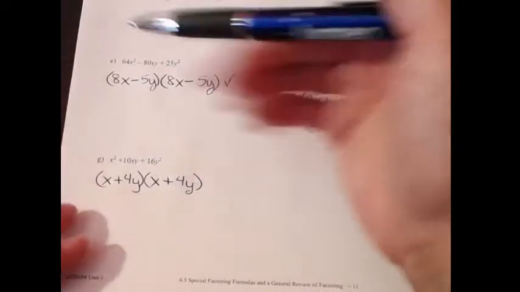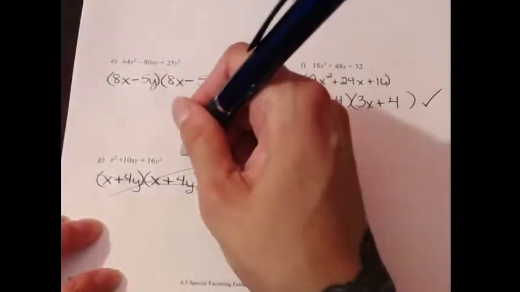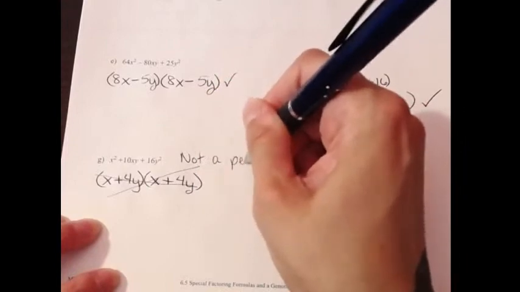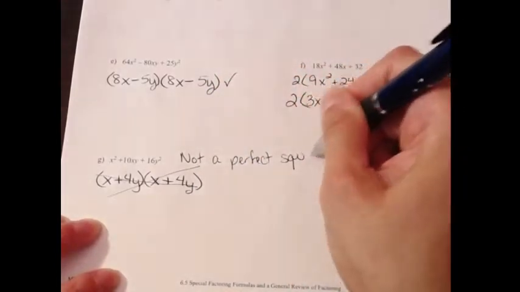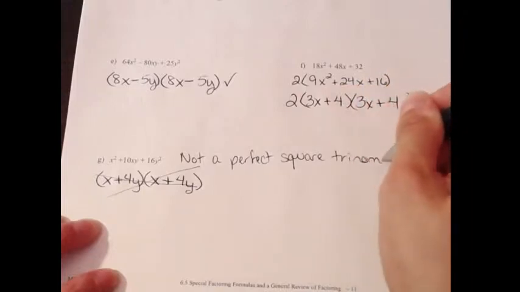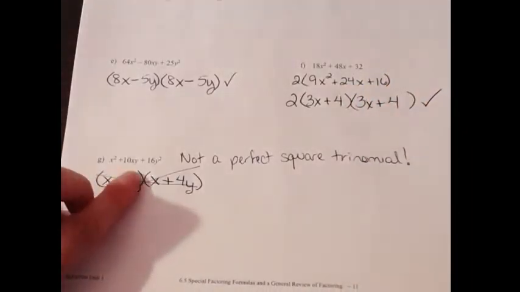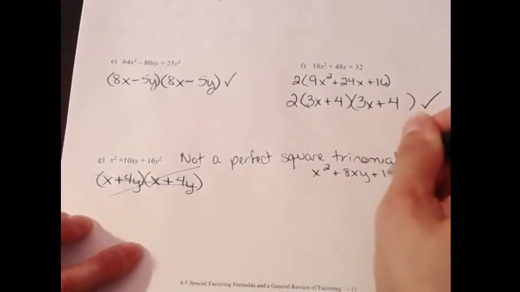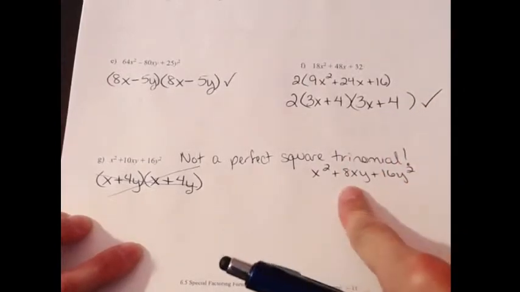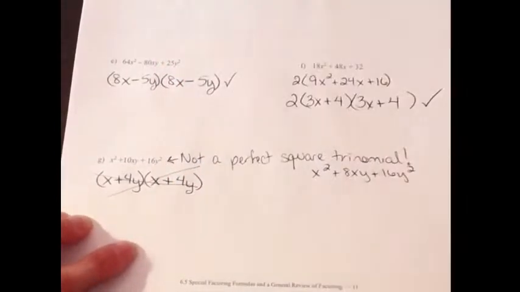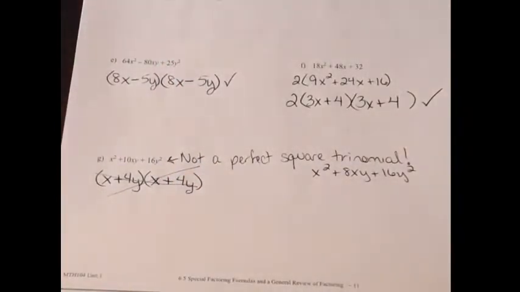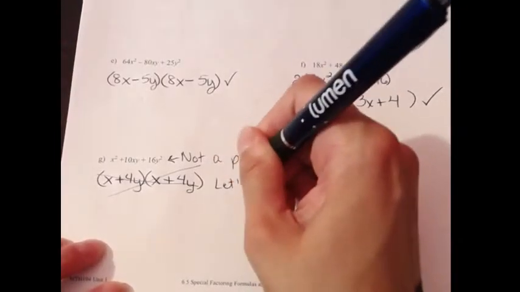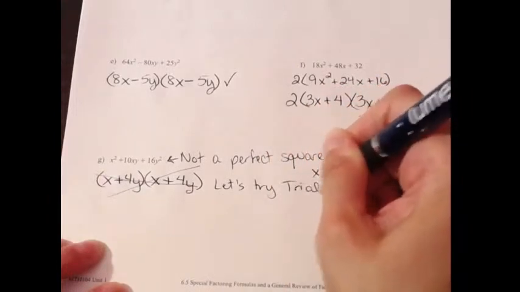So what this means is that this is not a perfect square trinomial. If this were a perfect square trinomial, it would have to look like x squared plus 8xy plus 16y squared. That is a perfect square trinomial, but not this one. So you're probably thinking, does that mean it's not factorable? Well, let's test this out. We go back to our understanding of trial and error. So let's try trial and error.